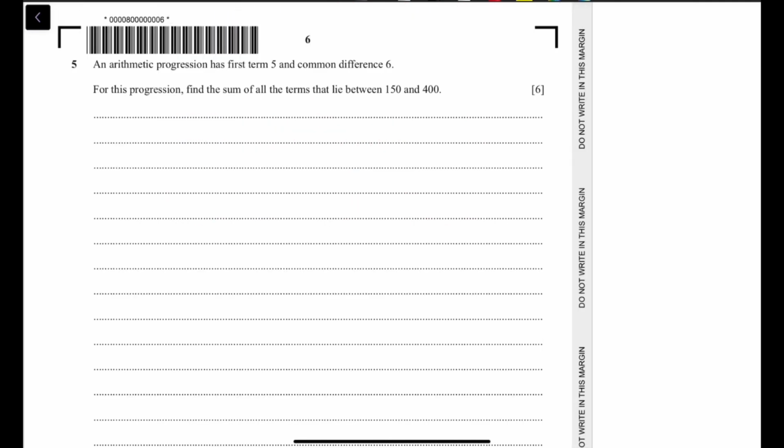Question number 5. An arithmetic progression has the first term 5, common difference 6. For this progression, find the sum of all the terms that lie between 150 and 400. So it's arithmetic, and our first term, which is a, equals 5. Our common difference, which is d, equals 6.